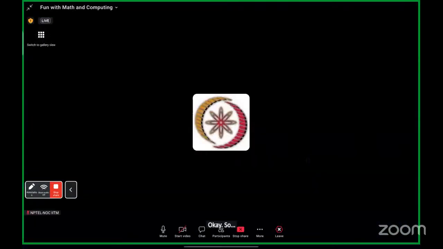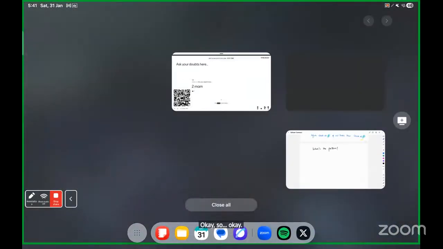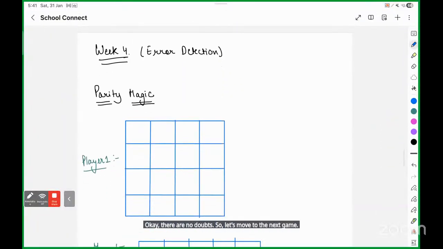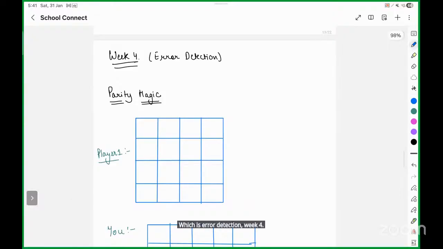Okay, there are no doubts. So, let's move to the next game, which is error detection, week 4. And this is a parity check.